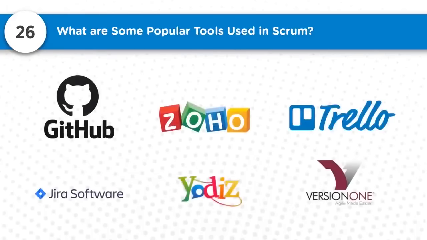So next question, what are some popular tools used in Scrum? So this is the list. You can think of GitHub, Zoho, Trello, Jira software, Version One. Now what I am saying is, these are the technology tools. When we say tools, we cannot just limit our thought to technology tools. So what exactly does this tool do? What are the techniques used? That we need to be very clear about.